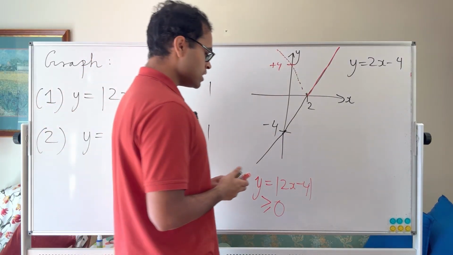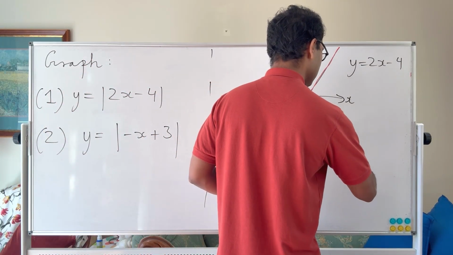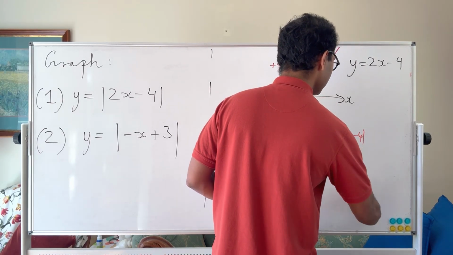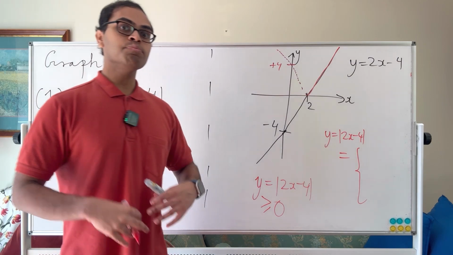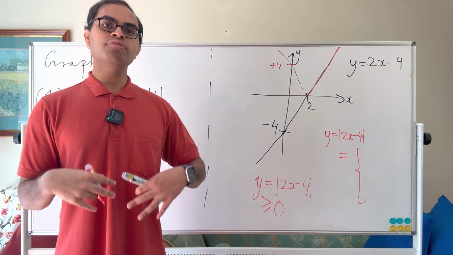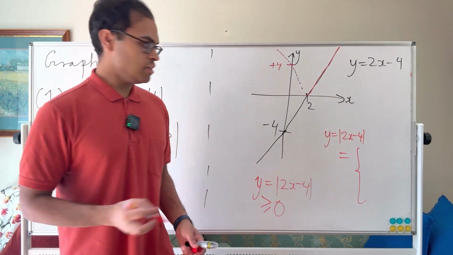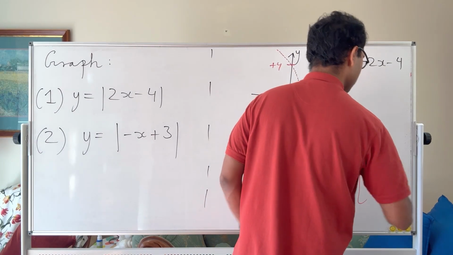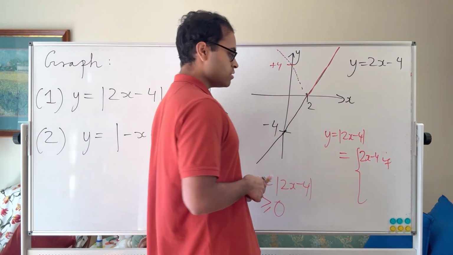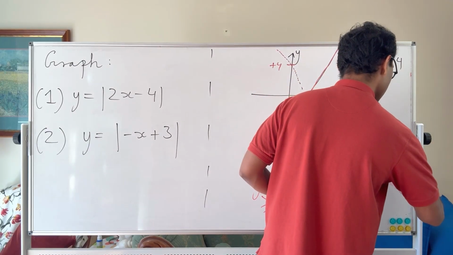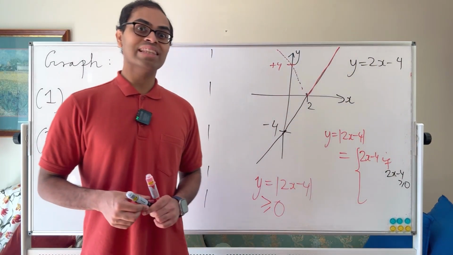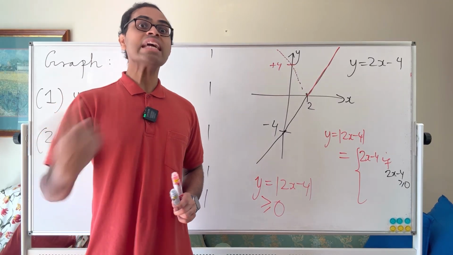So let's think about another way of writing the absolute value of 2x minus 4. The way I like to think about it is what the absolute value does is it gives you the number back if your number is positive or non-negative. So it's going to just be 2x minus 4 if 2x minus 4 is at least 0. But if 2x minus 4 is less than 0, it's going to give me the negative of that.